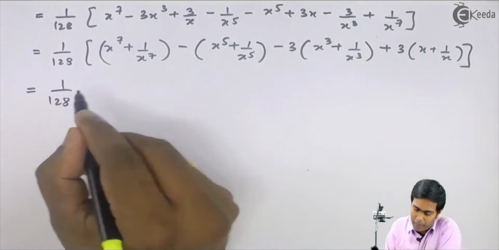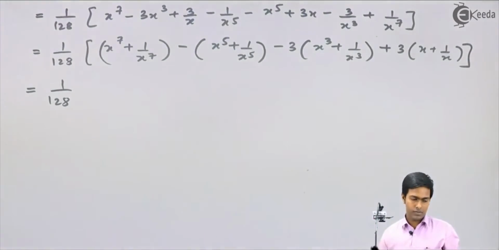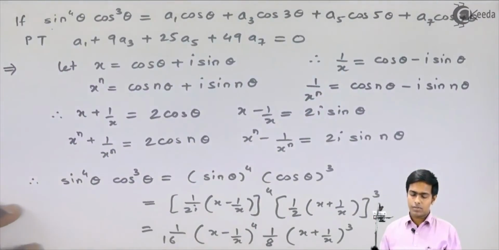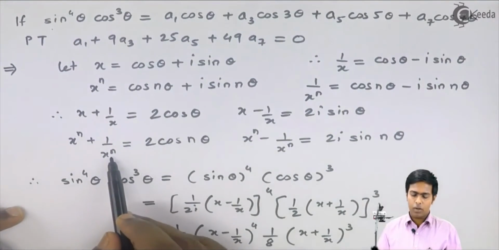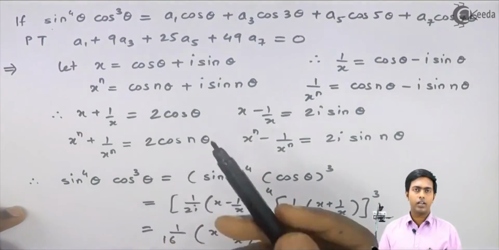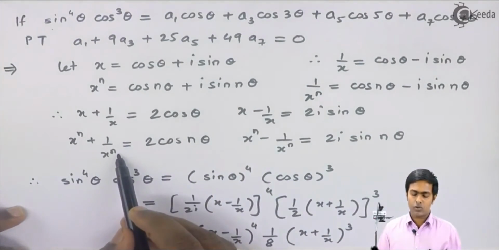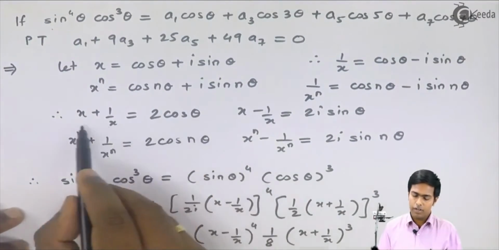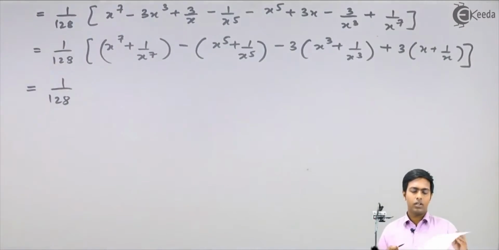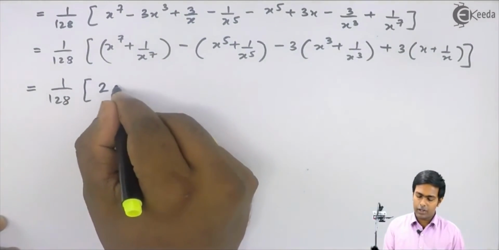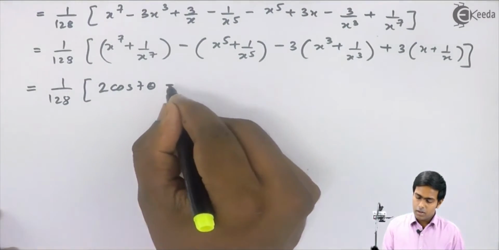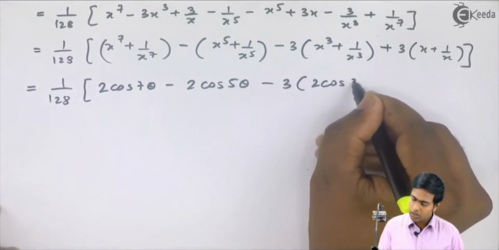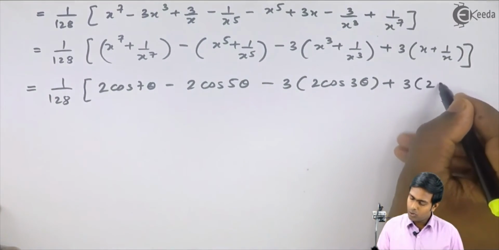Now again, we will apply the property over here. Our property was x raised to n plus 1 upon x raised to n equal to 2 cos n theta. So x raised to 7 plus 1 upon x raised to 7 will give me 2 cos 7 theta, because that time n will be 7. So I will use this property to find out all the terms. So here I'll get 2 cos 7 theta minus 2 cos 5 theta minus 3 into 2 cos 3 theta plus 3 into 2 cos theta.